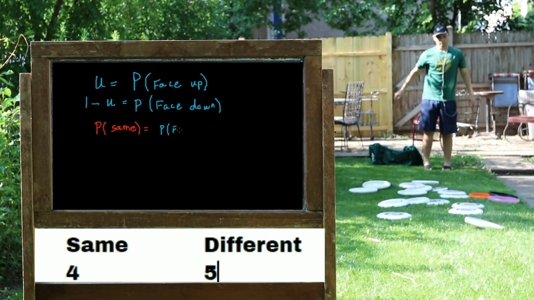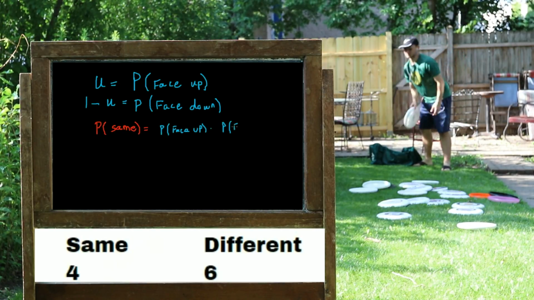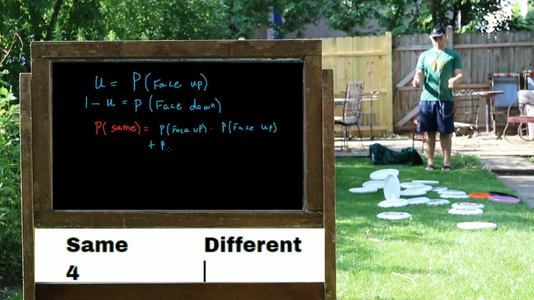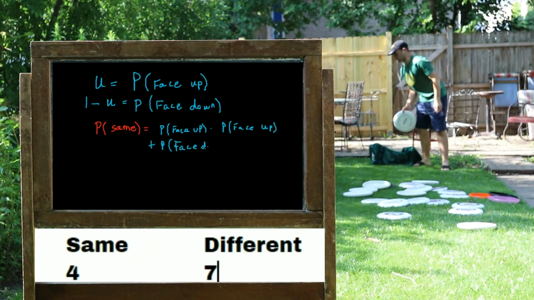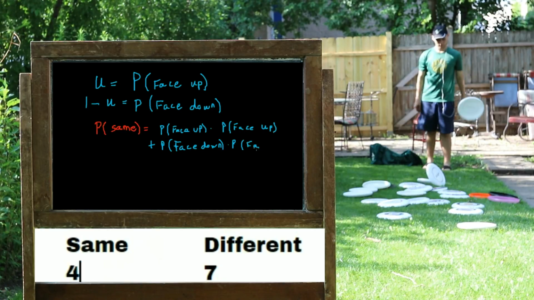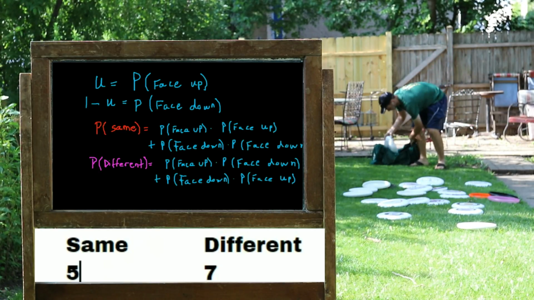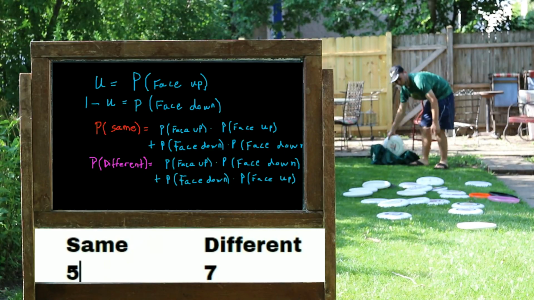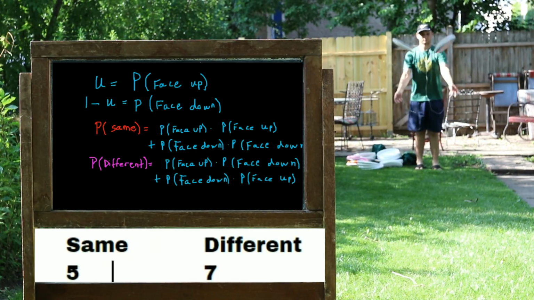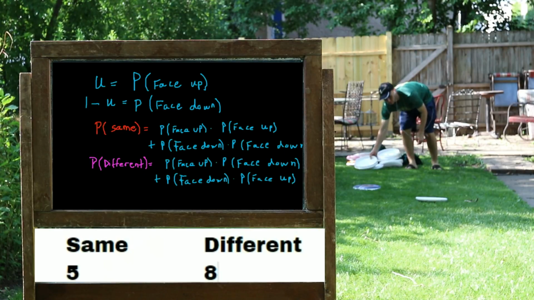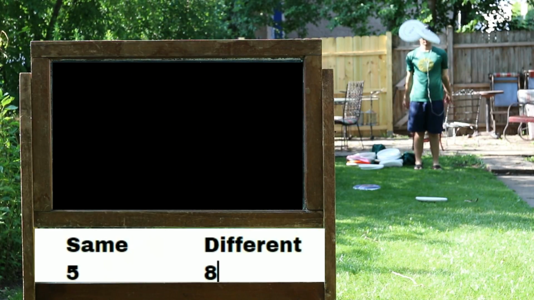Now the probability of it being same is going to be the probability of them both being face up or the probability of them both being face down. So that means it's the probability face up times the probability face up plus the probability face down times the probability of face down. Now the probability of it being different is pretty much the same thing, except it's going to be the probability face up times the probability face down and vice versa.